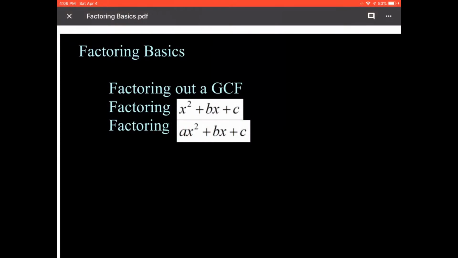In our basics of factoring, we're going to take a look at factoring out a GCF, and then factoring a quadratic trinomial x squared plus bx plus c, and then factoring a quadratic trinomial where the lead coefficient is not just a 1, so it would look like ax squared plus bx plus c.